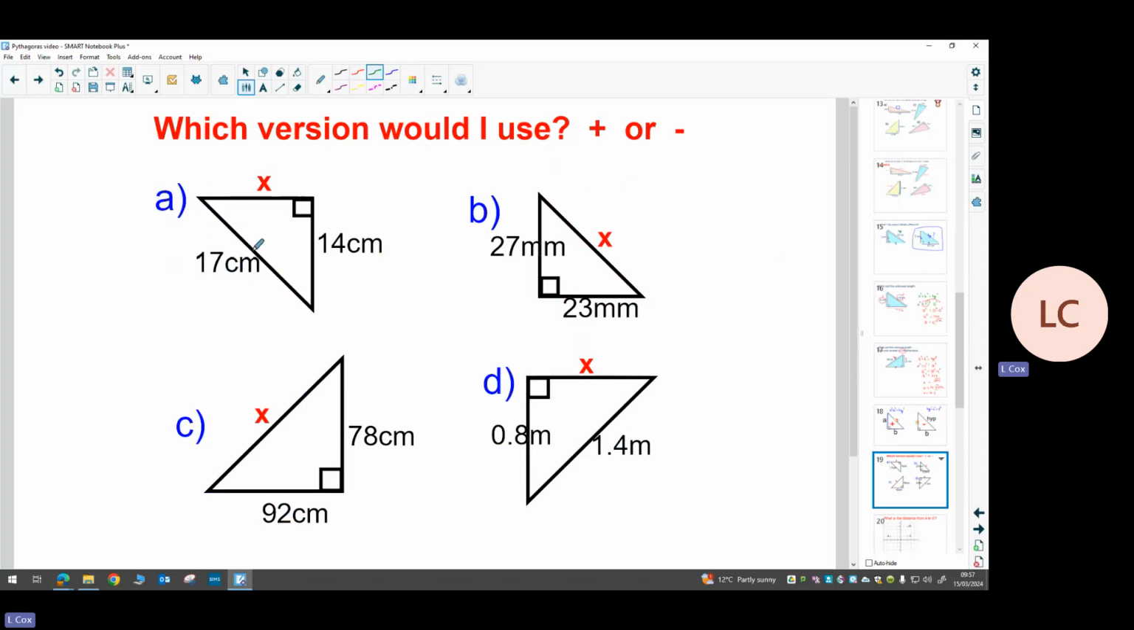Right, I know the hypotenuse, I must use the takeaway version. I don't know the hypotenuse, I must use the add version. I don't know the hypotenuse, I must use the add version. And I know the hypotenuse, I must use the takeaway version.